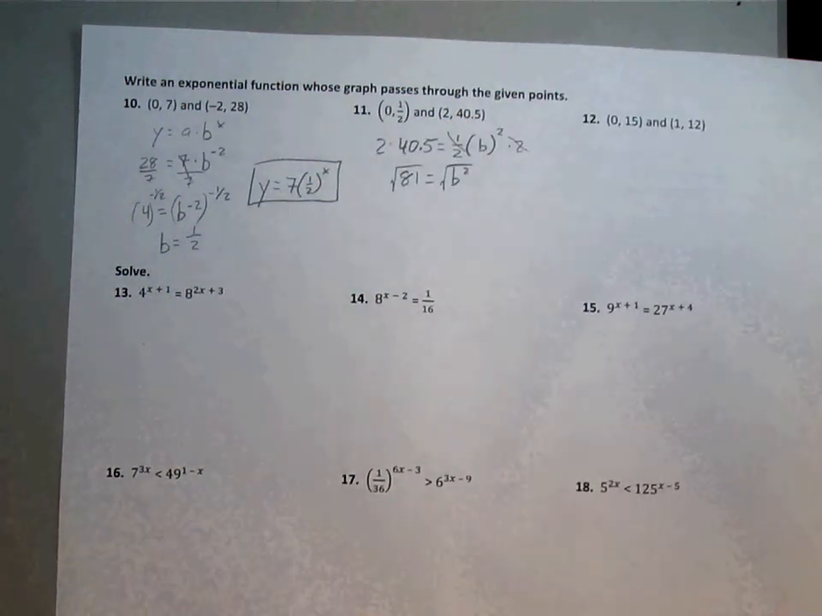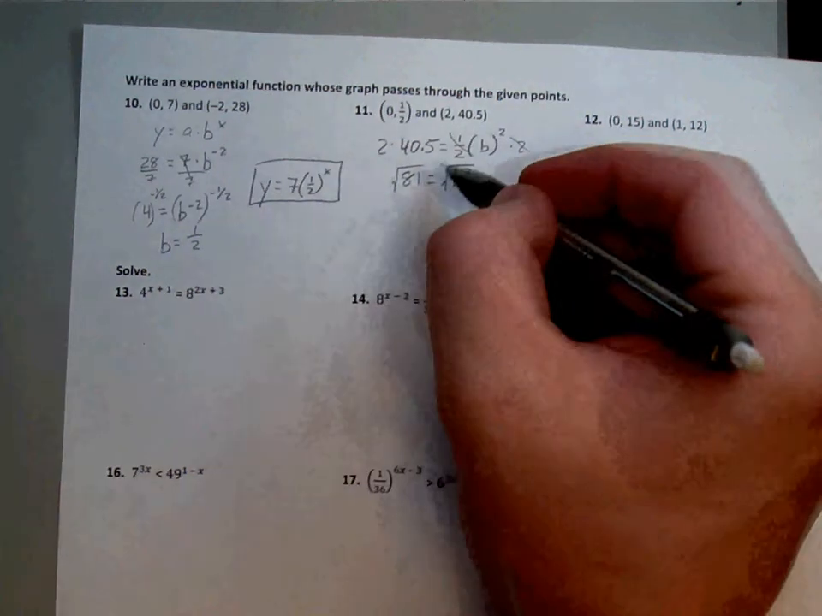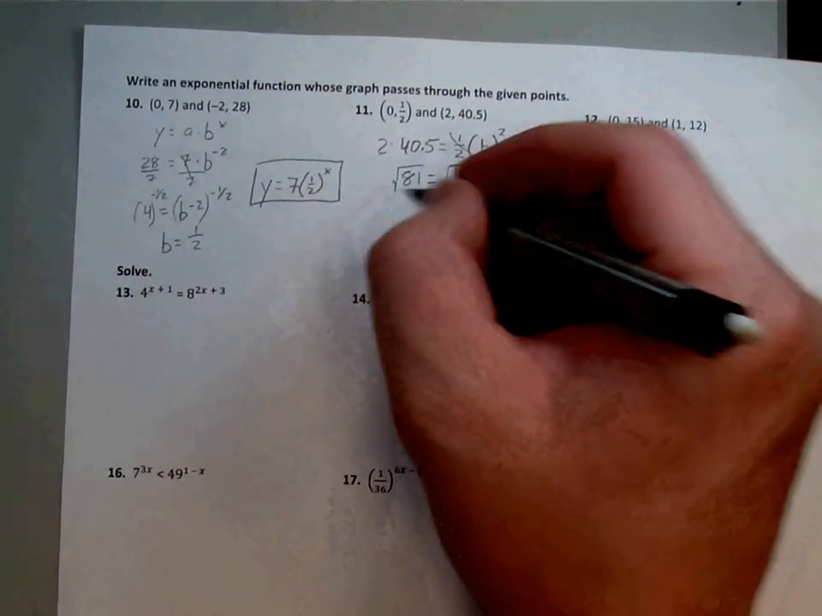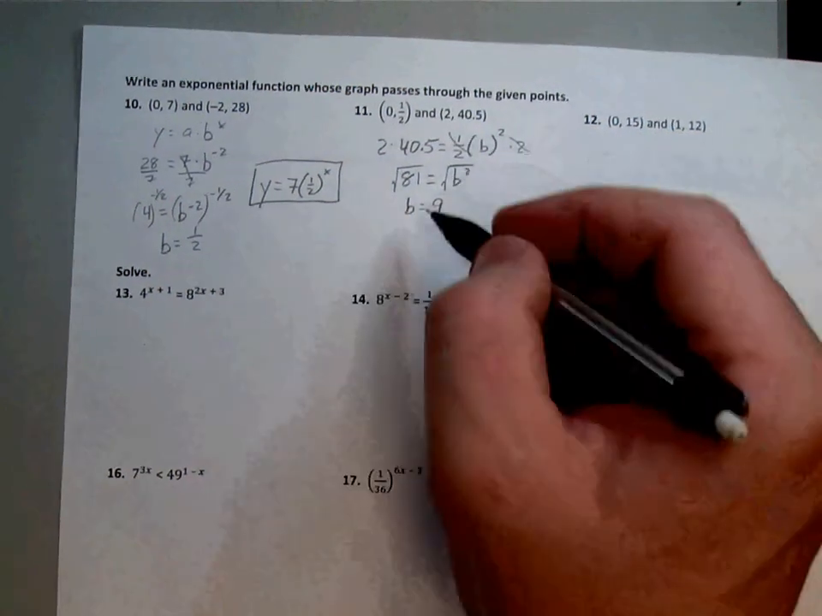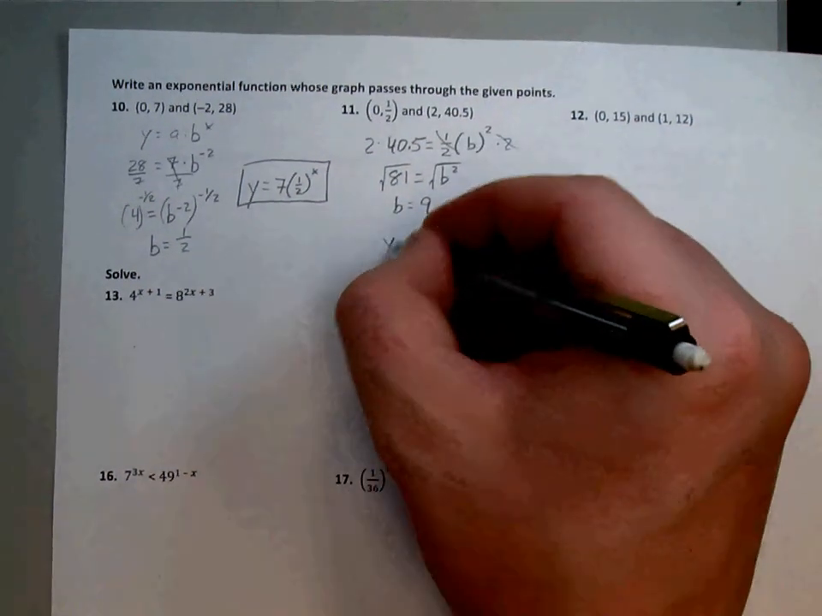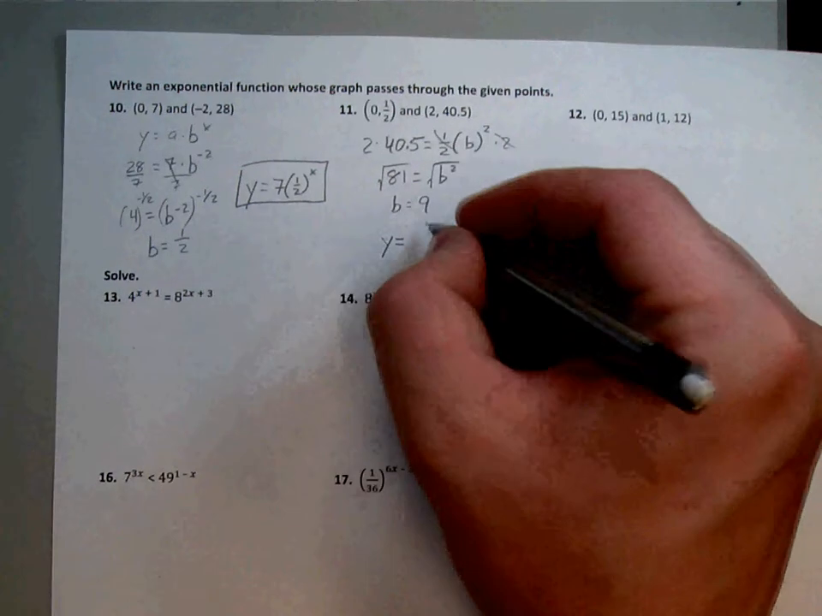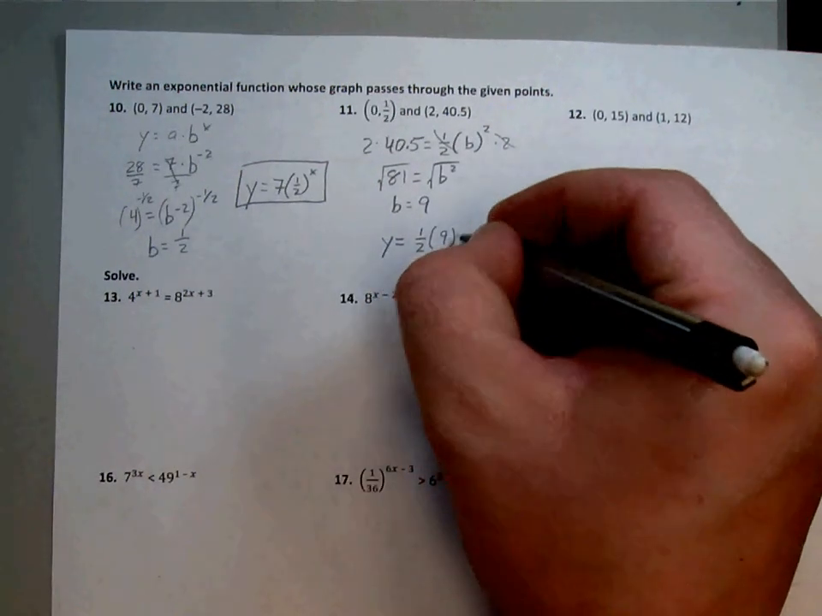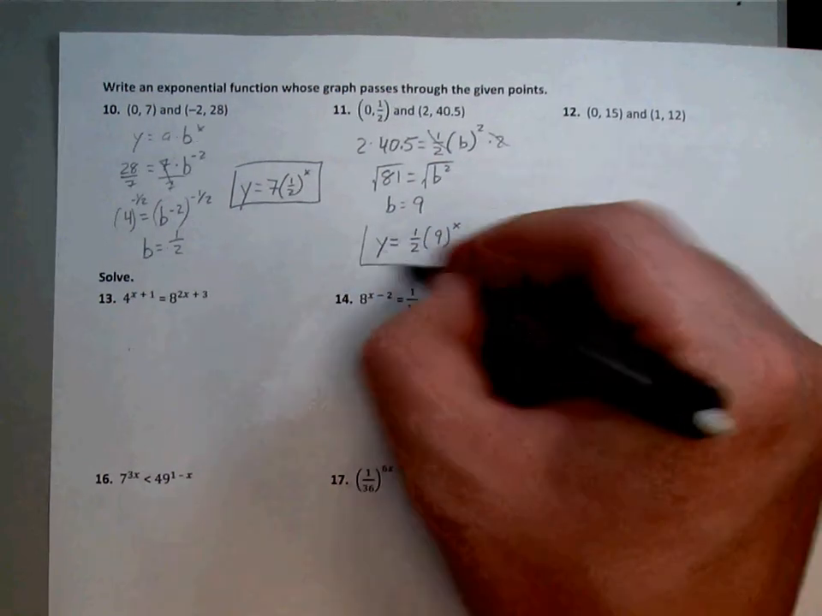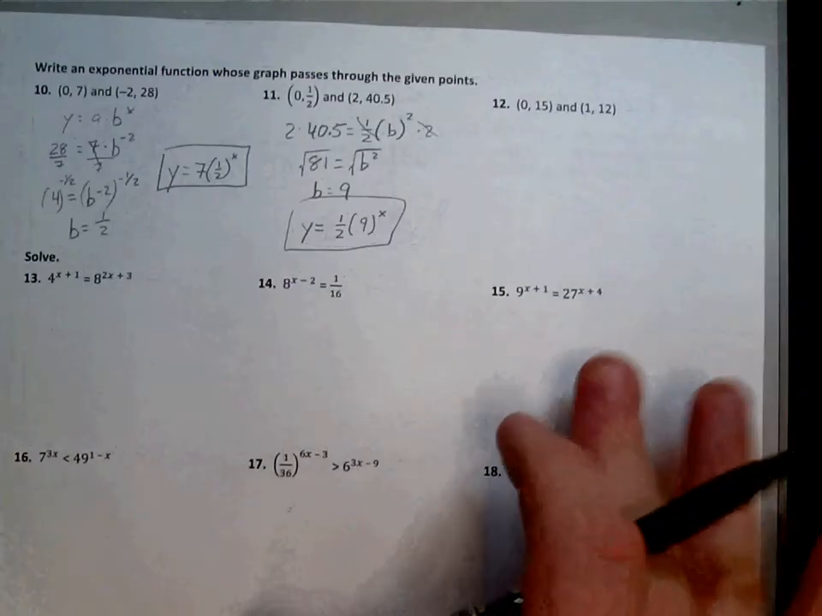I would normally do plus minus here, but in order for this to be exponential, b has to be positive. So I get to throw out the negative here. So I'm going to allow b to be a +9, even though a -9 would answer that question. It doesn't make sense in the problem. Okay, so y equals an initial value of 1/2 times a b value of 9 to the x power is my equation.